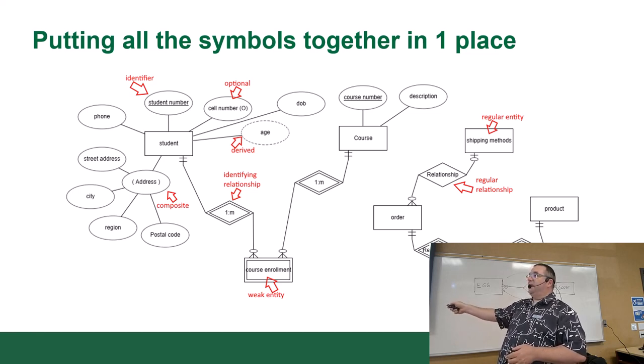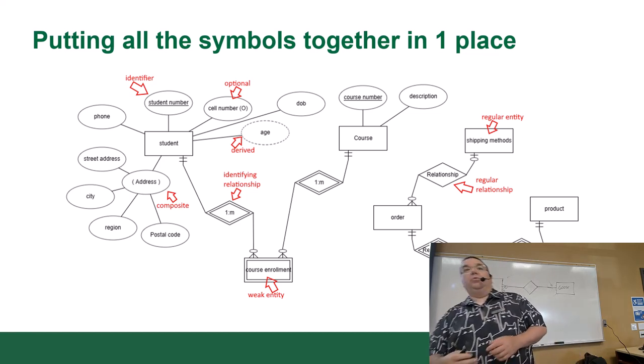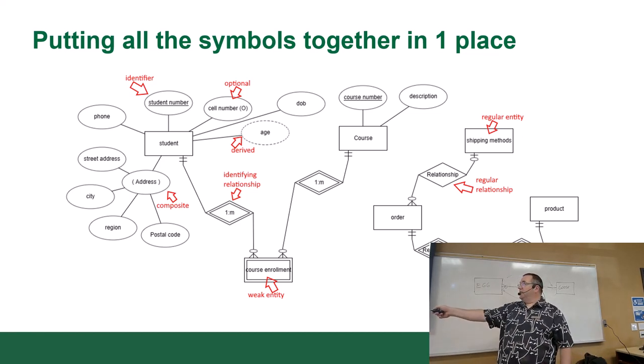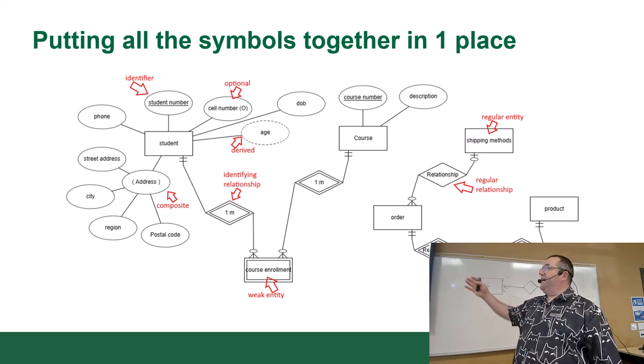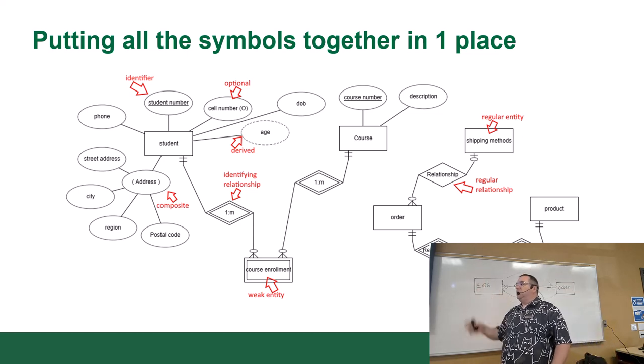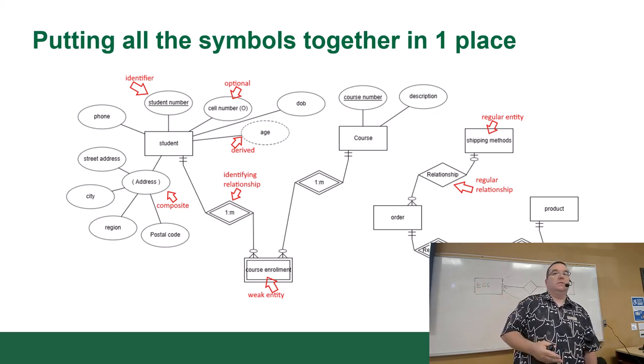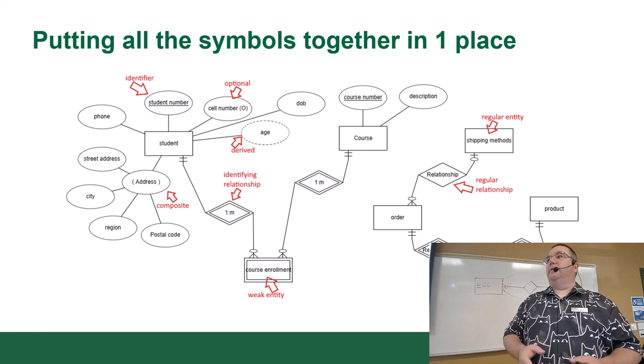An identifying relationship is when the primary key, the identifier from this one, is carried down into the child entity. You will notice that I don't have the foreign keys in any of these. Because the relationship assumes that there will be foreign keys eventually. So you only have the attributes that belong to the entity. No foreign keys. Any other questions on the diagram?